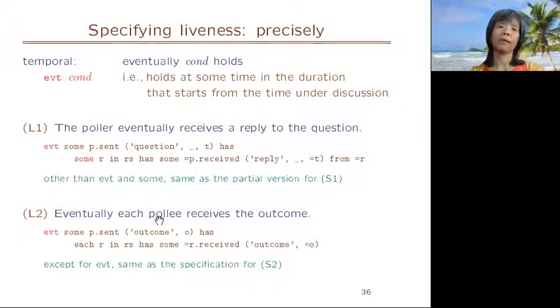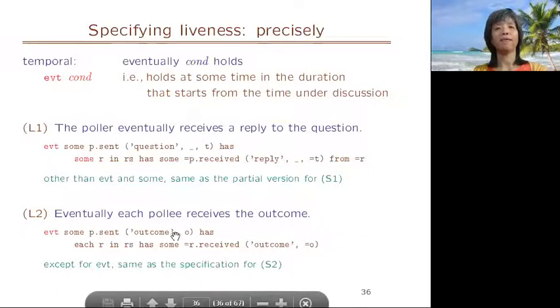So these two properties are copied again from previous slides. L1: the poller eventually receives a reply to the question. So you can see that eventually some property holds. In fact, this is the same as the S1 property, the first version, the first part without talking about the outcome. The only difference there is saying it receives a reply from all responders, and here we want to say receive from some responder. So just change that each to some here. L2: eventually each poller receives the outcome. This is just eventually, and in fact, this is exactly the same as S2.